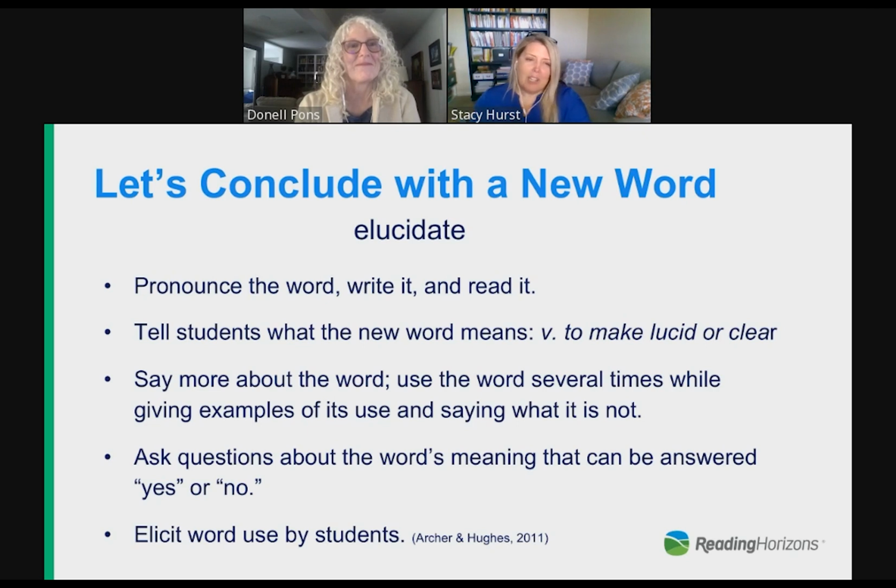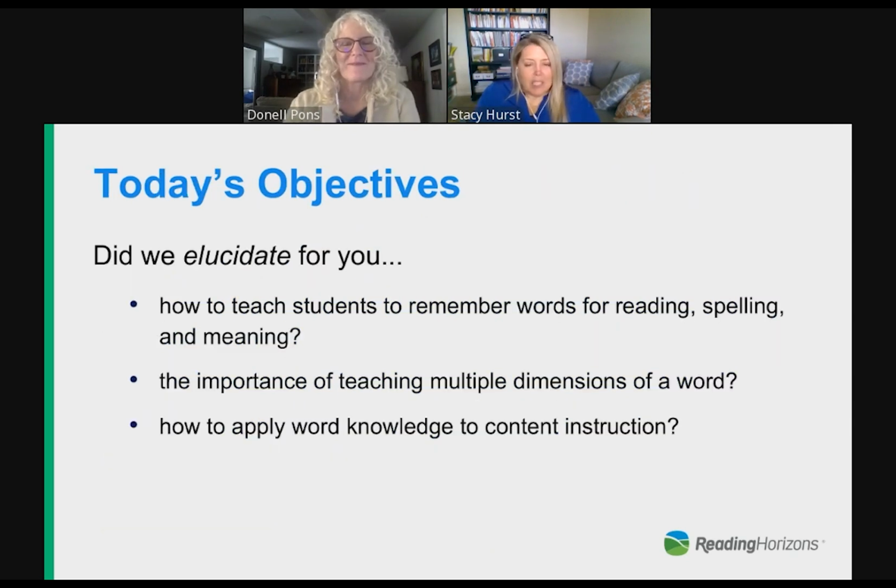So I want to bring it home by asking, did we elucidate for you how to teach students to remember words for reading, spelling, and meaning? Did we throw some light on that for you? Did we elucidate for you the importance of teaching multiple dimensions of a word? Why would we take the time to do that in science and math instruction, right? Hopefully, did we elucidate for you how to apply word knowledge to that content instruction? And so that was our hope, right?